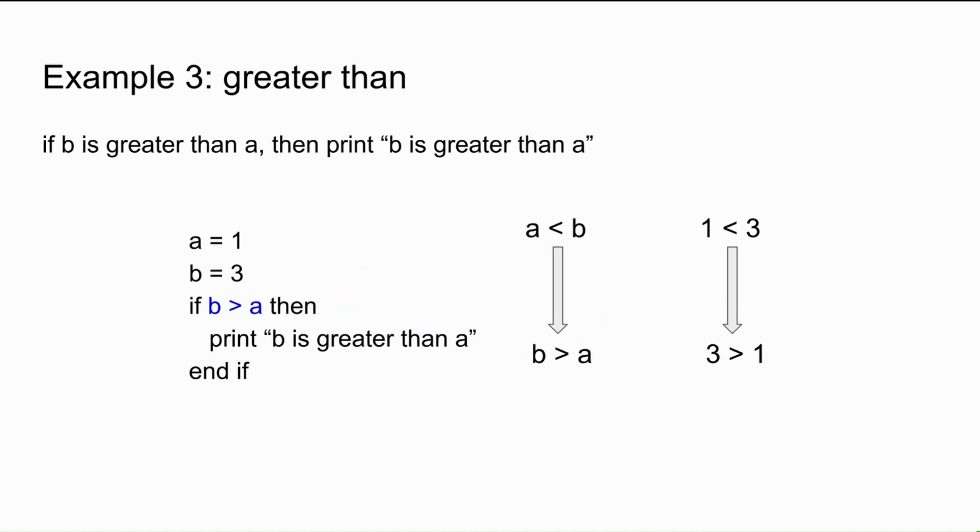Now, this may be confusing at first, but I want you to know that saying A less than B is the same as saying B greater than A. So here we can see it with numbers. We can see that saying is 1 less than 3 is the same thing as saying is 3 bigger than 1.